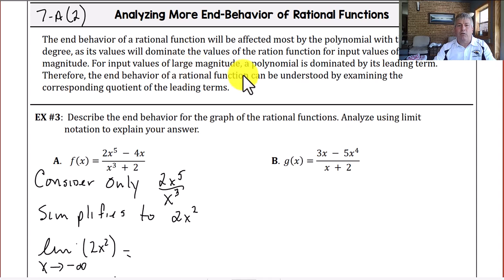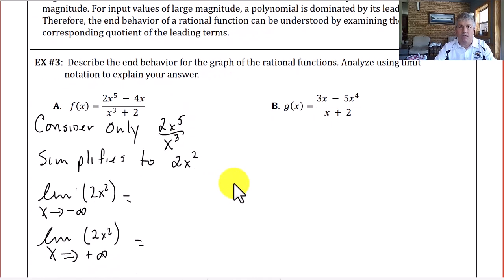For input values of large magnitude, a polynomial is dominated by its leading term, which should be the one with the highest degree. Therefore, the end behavior of a rational function can be understood by examining the corresponding quotient of the leading terms, so that battle between the numerator and the denominator.